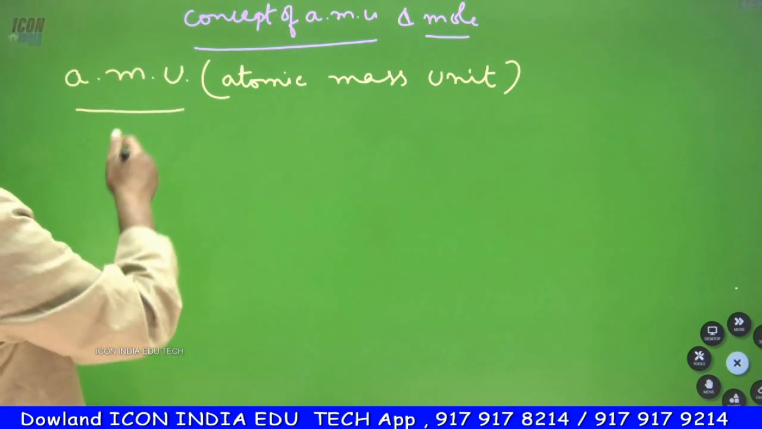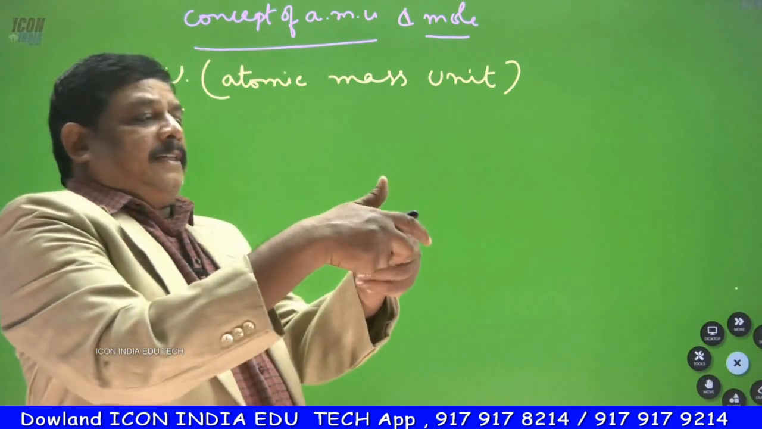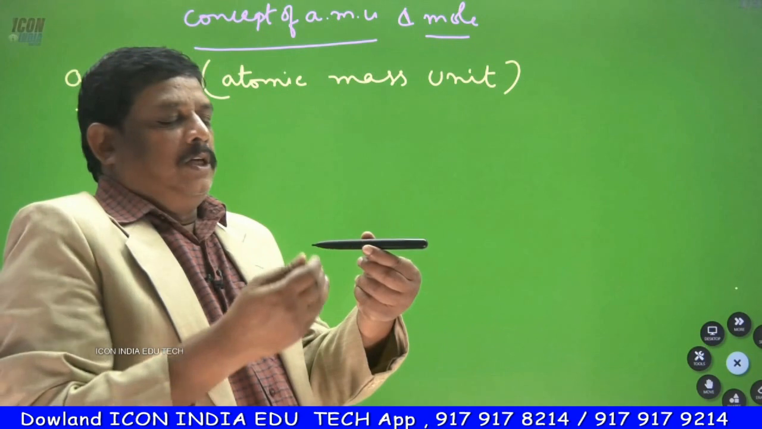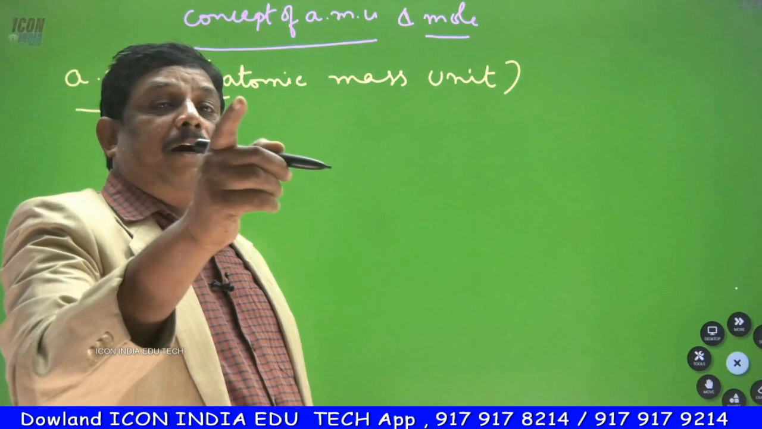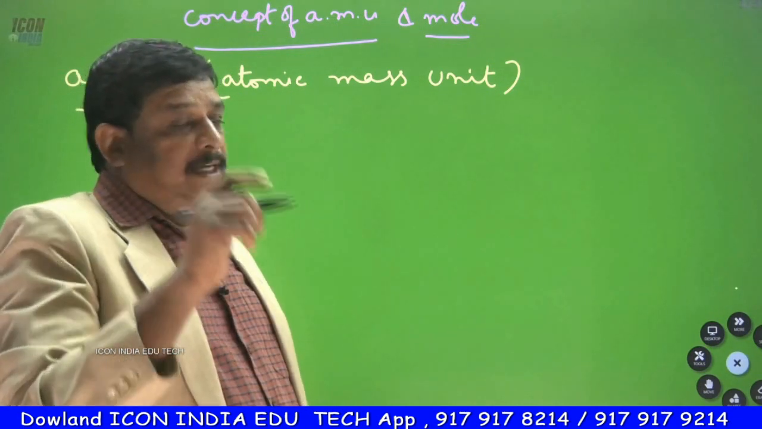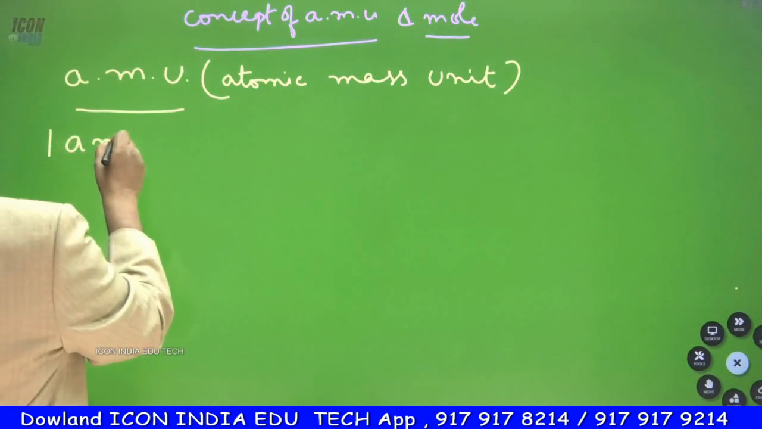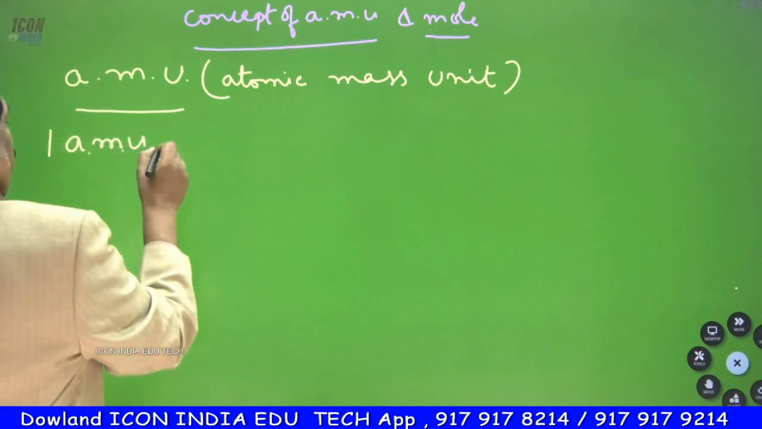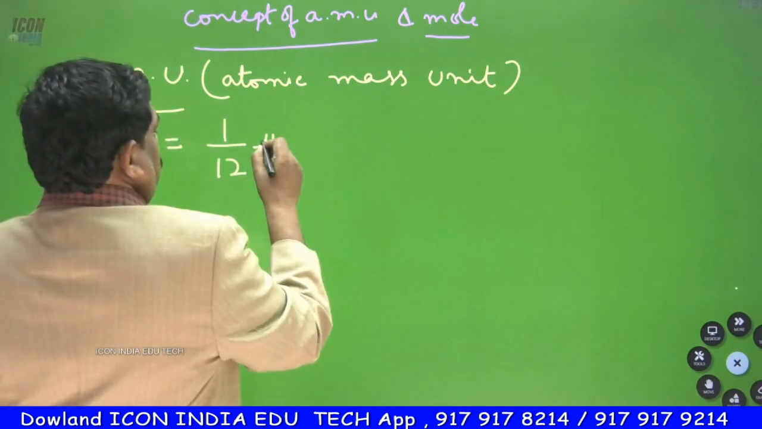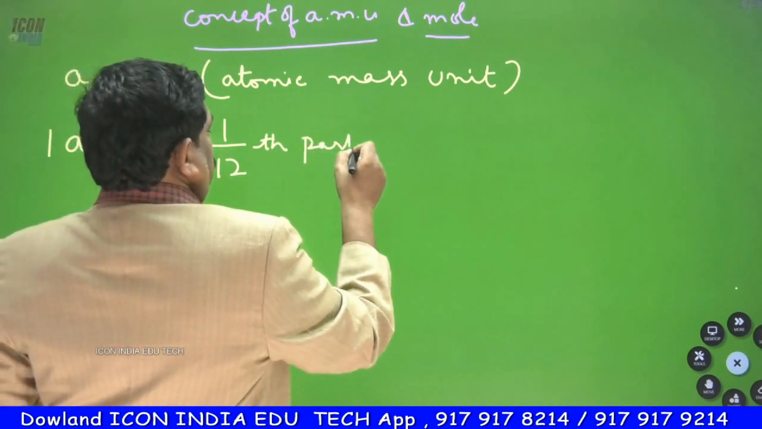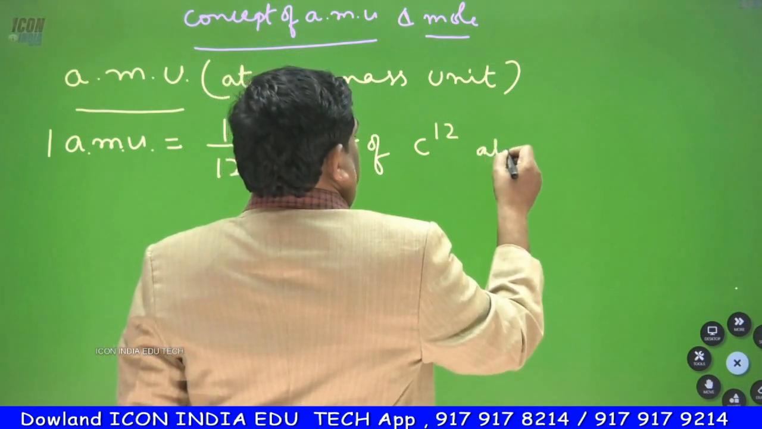What is AMU? Suppose this is carbon 12. When you divide it into 12 parts, one part of it is called 1/12. 1/12 part of a carbon 12 atom is called 1 AMU. 1 AMU is equal to 1/12 part of a carbon 12 atom or carbon 12 isotope.